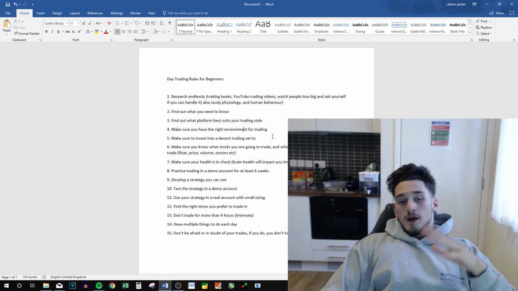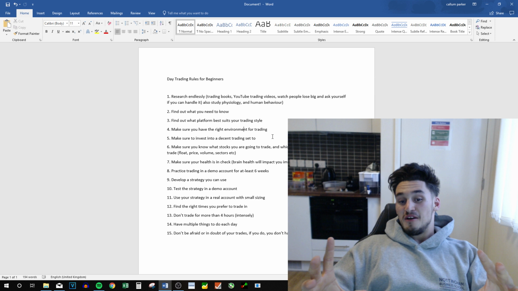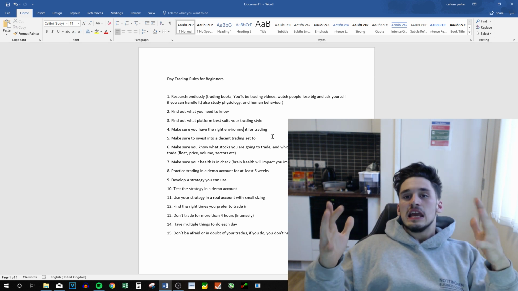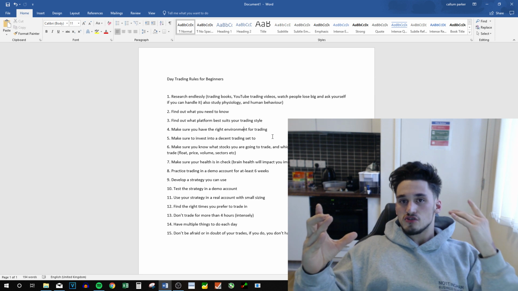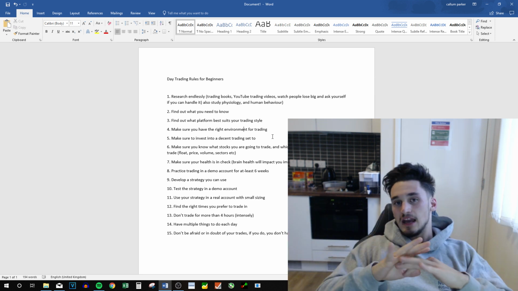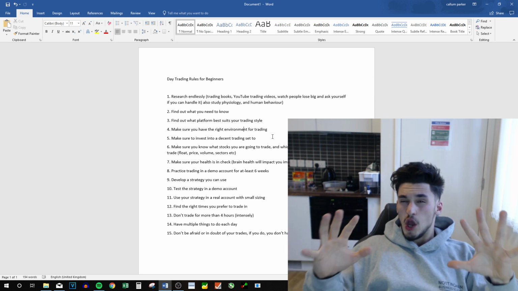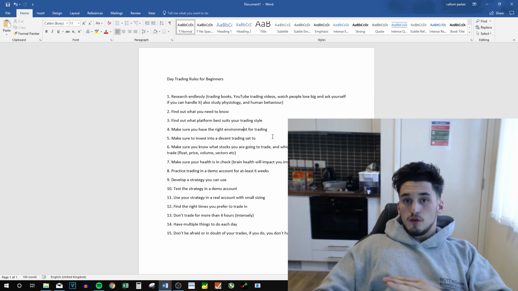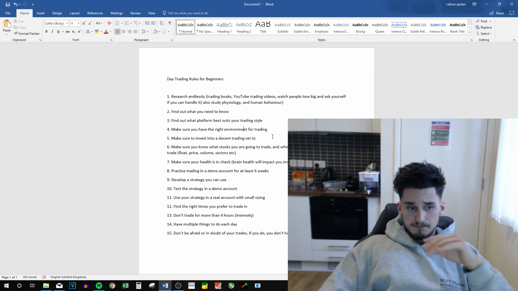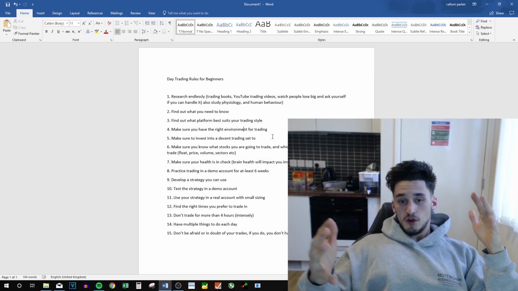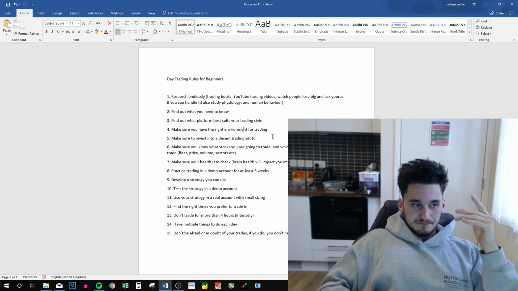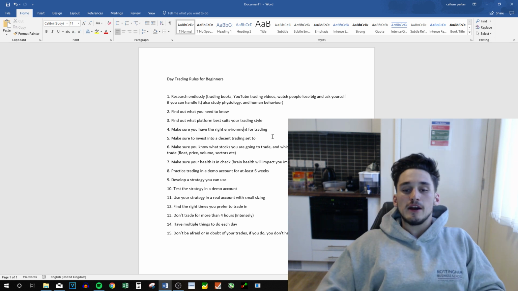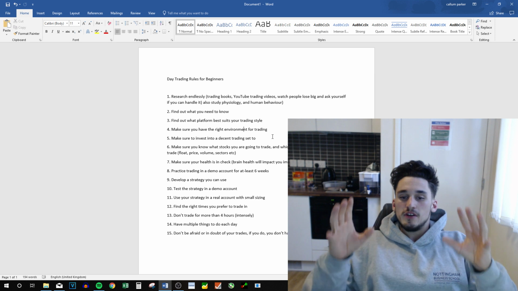Oh my god, this is so important. Practice trading in a demo account for at least 6 weeks. I would do this for longer. I would do this if you're one of those people who just wants to get into trading straight away like I did. I get it. I really do. But I'd have a demo account open alongside. If you can't wait to start trading, then I would open a demo account alongside, because it's so imperative to your trading, so important.